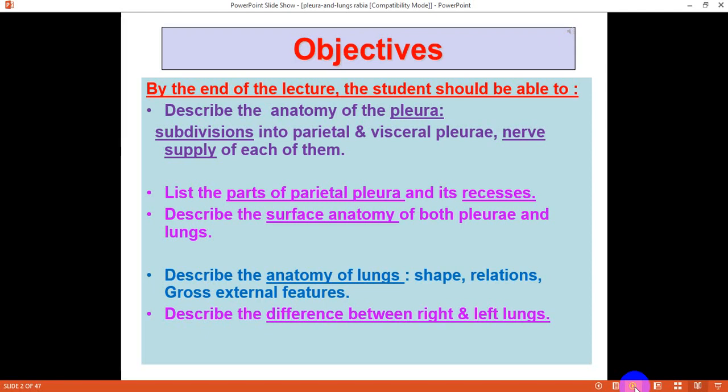So today we're going to discuss the anatomy of pleural sac, different parts of the pleura, parietal pleura, visceral pleura, the different subdivisions of the parietal pleura, and the pockets of pleural cavity entrapped by these subdivisions and their reflections. We'll also discuss nerve supply and blood supply of pleura, and then in the lungs we're going to discuss the external features of the lungs and the differences which are observed on gross examination for the right and left lung.